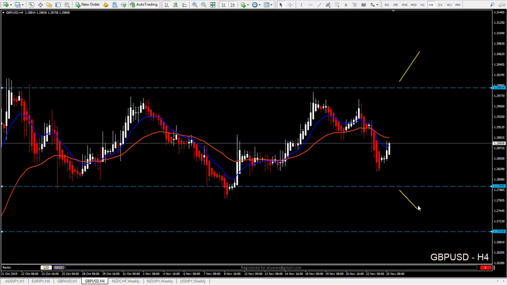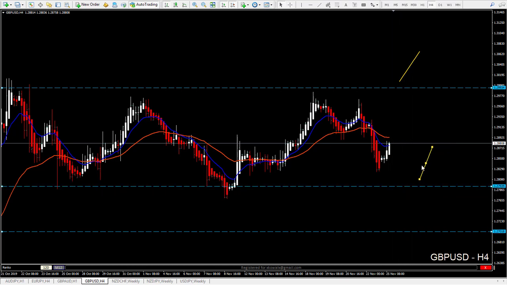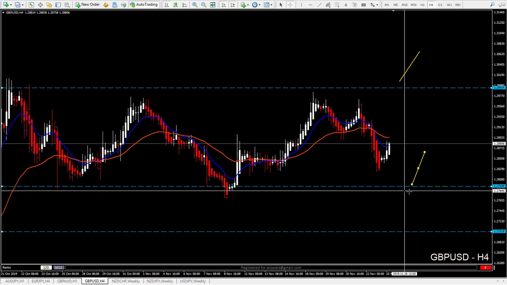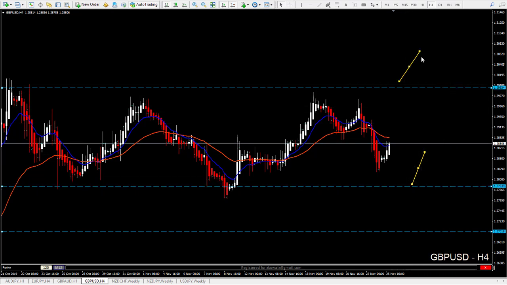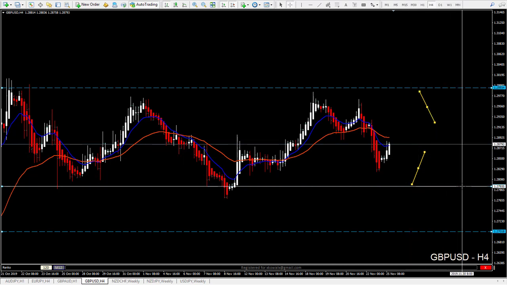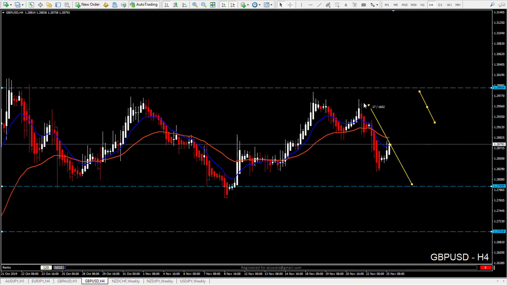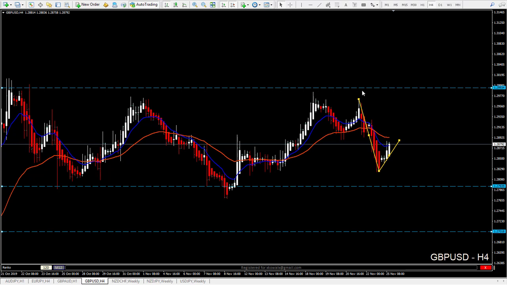So ideally we would like to see that price is close to, or even hitting, this support level, and we try to look for long buy entries here and try to target resistance. Same story, if price reaches this resistance, we would like to look for short bounce entries and target this support level.